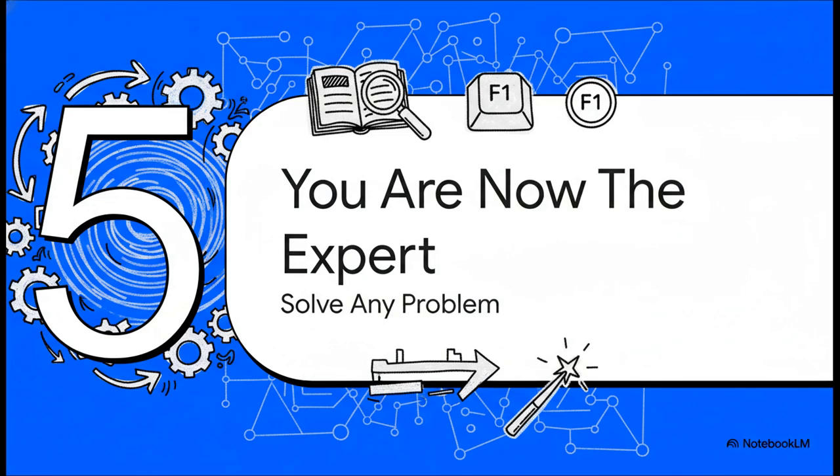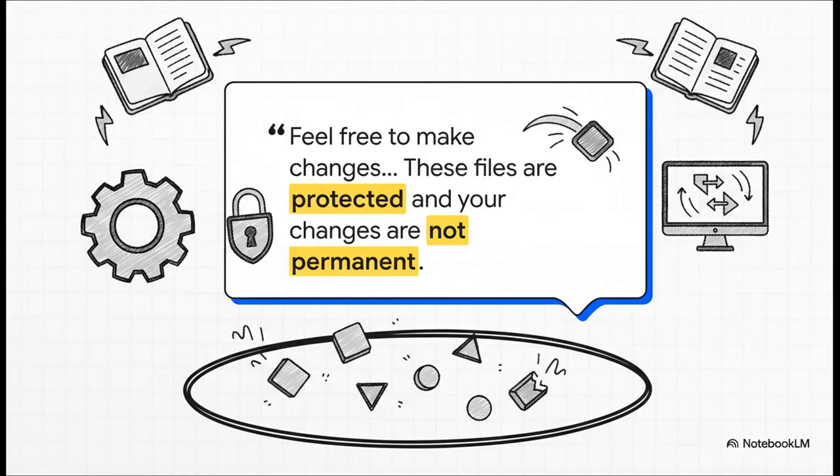So when you put it all together, the documentation center, the F1 key, the question marks, the wildcards, you are now fully equipped to solve pretty much any problem you run into. You have all the tools you need to be your own expert. And here's maybe the most empowering part of all this. The help documentation isn't just for reading, it's a playground. You can go into those help files, change the example code, run it, see what happens, and you don't have to worry about breaking a single thing. As you can see here, these files are protected so your changes are never permanent. It's a totally safe sandbox for you to learn in.